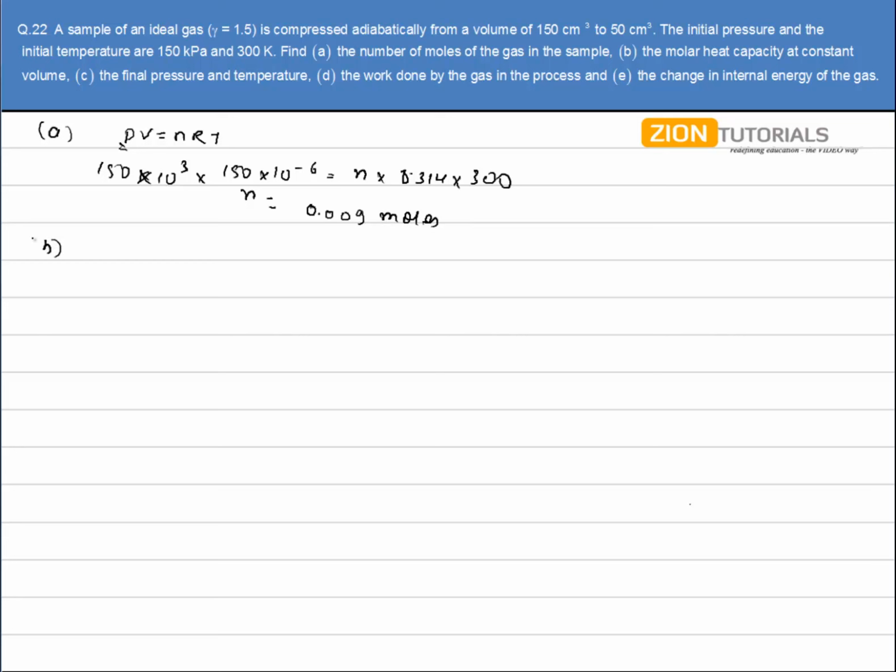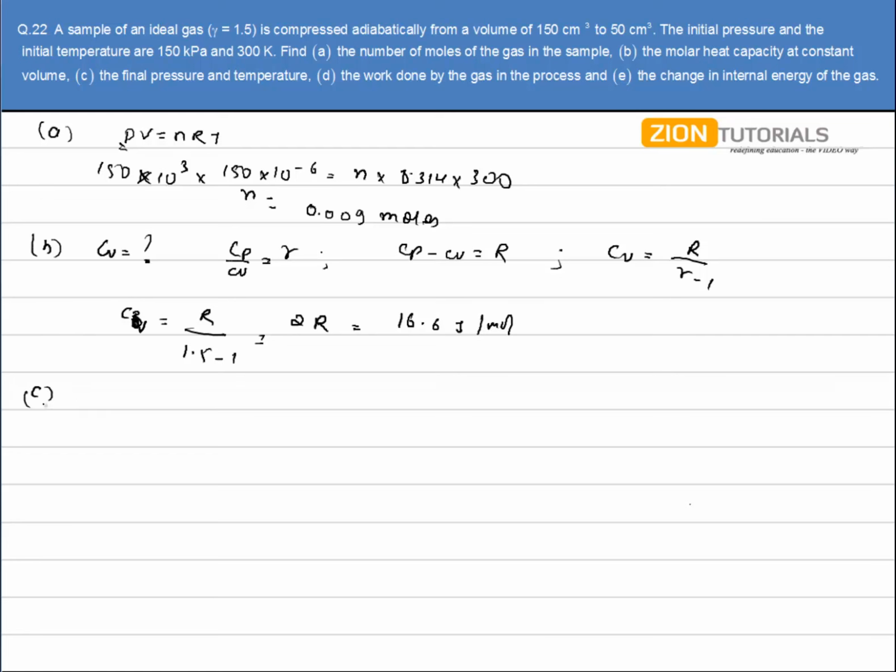In the second case, I have to calculate the value of molar heat capacity at constant volume, that is Cv. Now I know that Cp by Cv is equal to gamma and Cp minus Cv is equal to R. On solving both these equations, I get the value of Cv as R by gamma minus 1. So simply substitute the value of gamma over here. I have Cv as R by 1.5 minus 1. It comes out to be equal to 2R or 16.6 joule per mole.